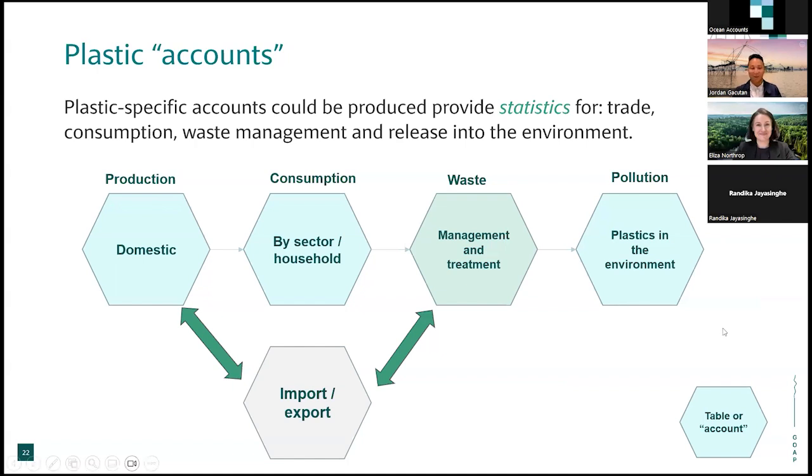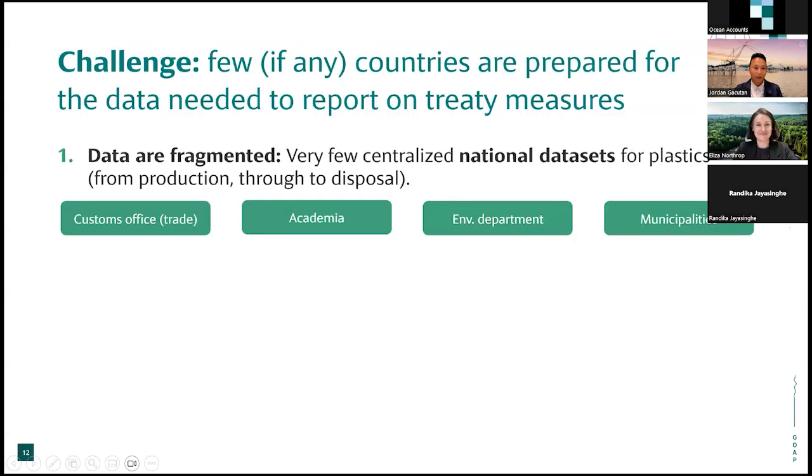And also, hopefully, provide a robust foundation for a lot of the reporting that could be used for the plastics treaty. And so what are the challenges when compiling data? So if few countries know their data availability, what are the challenges with regards to data and the data availability needed to report on treaty measures?